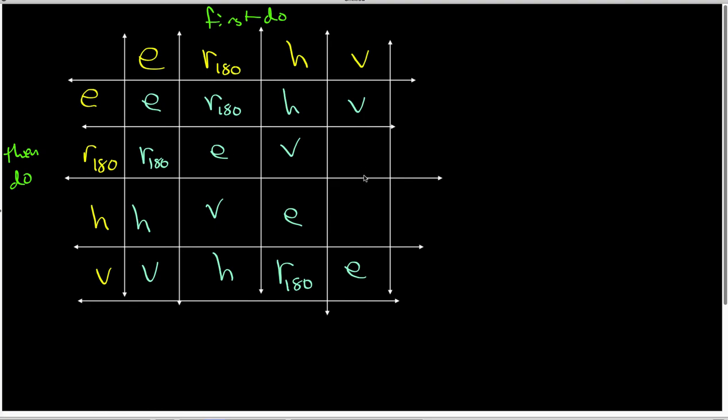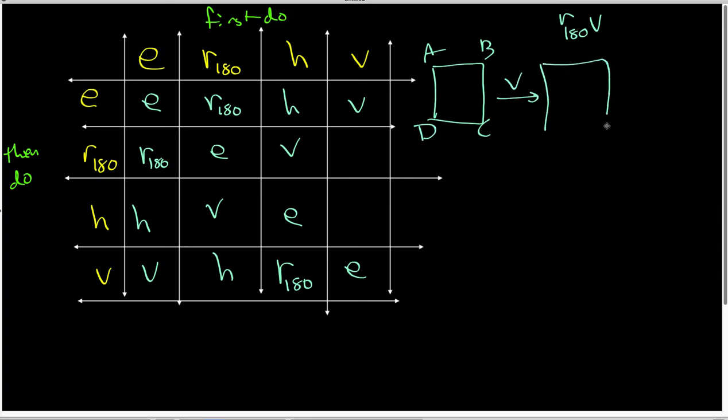In these last two cells, what I've got to do is V followed by R180 and V followed by H. So if I start off with V and I then do R180, I start with my standard square. I do the vertical flip first, and that will be B, A, C, D. And then I do R180.